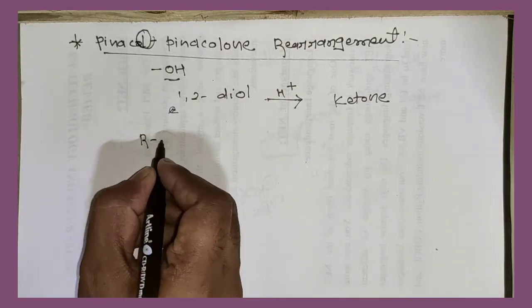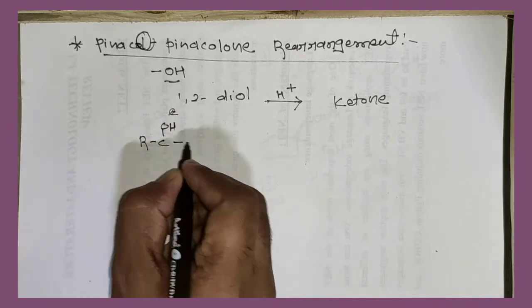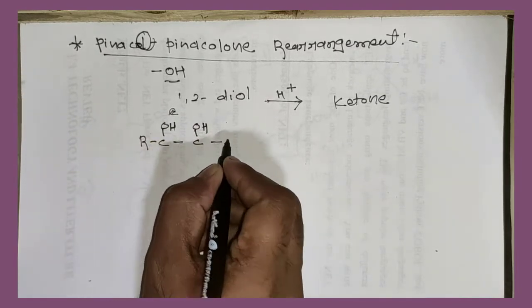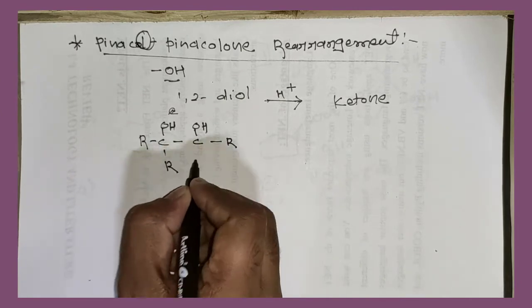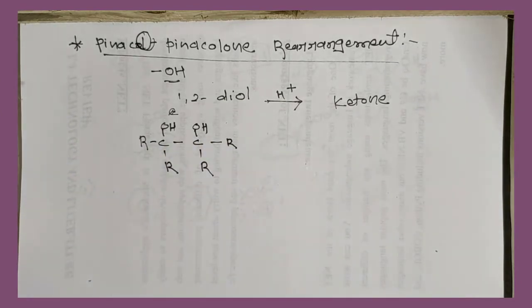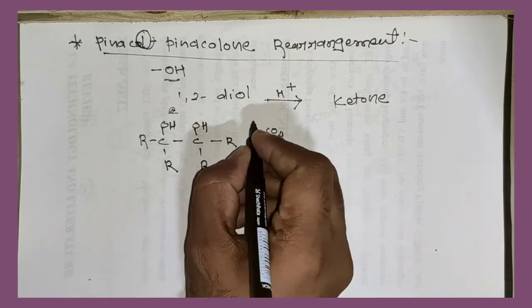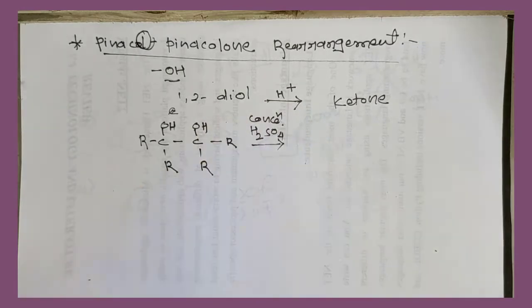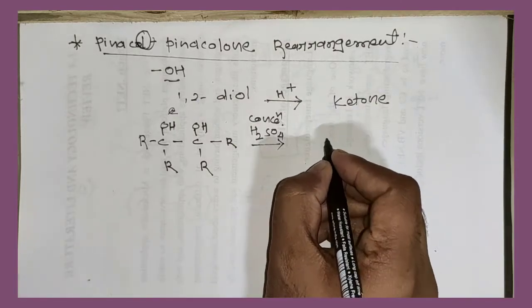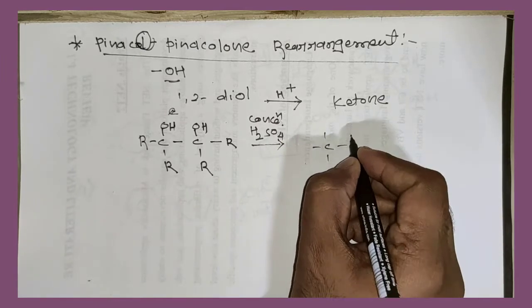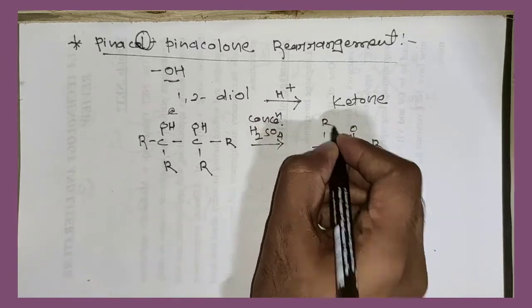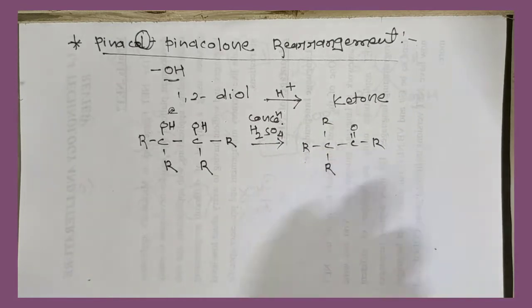For example, any diol functionality is there. I am simply putting the R group over here, in the presence of H2SO4, or we can say concentrated sulfuric acid. So here concentrated sulfuric acid acts as an acid catalyst and your product is ketone. So the number of carbons remains the same throughout the reaction.